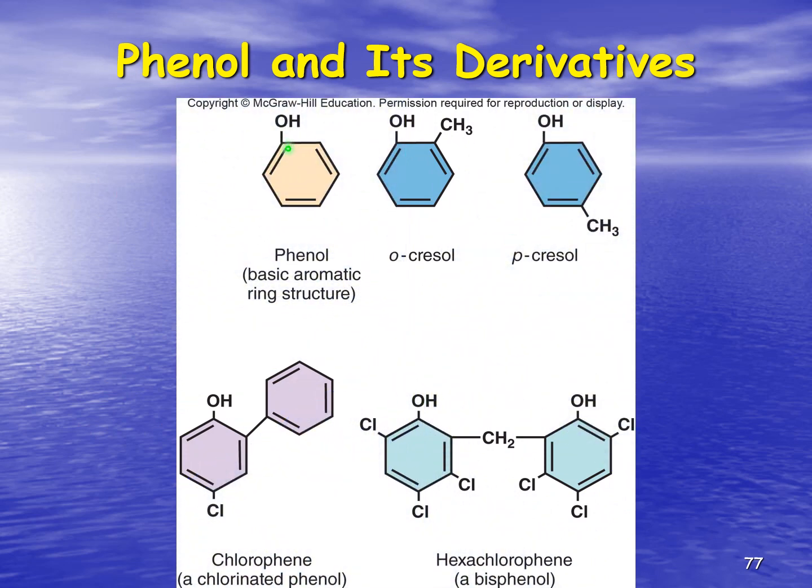Phenol is actually an aromatic ring structure, and again, it really reeks. If you've ever smelled creosote that they use to soak the utility poles or railroad ties, that is actually a phenolic, and that's why it has that very weird smell. It's actually either O-cresol or P-cresol, and both are the same except where this CH3 group is located on the ring. A bisphenol is one of the phenolics, and hexachlorophene is one of the more common ones that we see used today.